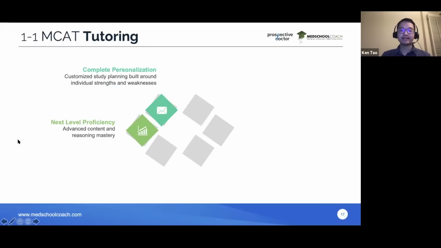Number two, next level proficiency, right? It's one thing to study the MCAT content by yourself and just read the books and watch videos to try to understand the concepts, but there's always going to be some of those topics, right? Some of those Chem Phys topics like mirrors and lenses or circuits or organic chemistry reactions that you never really understood in college.